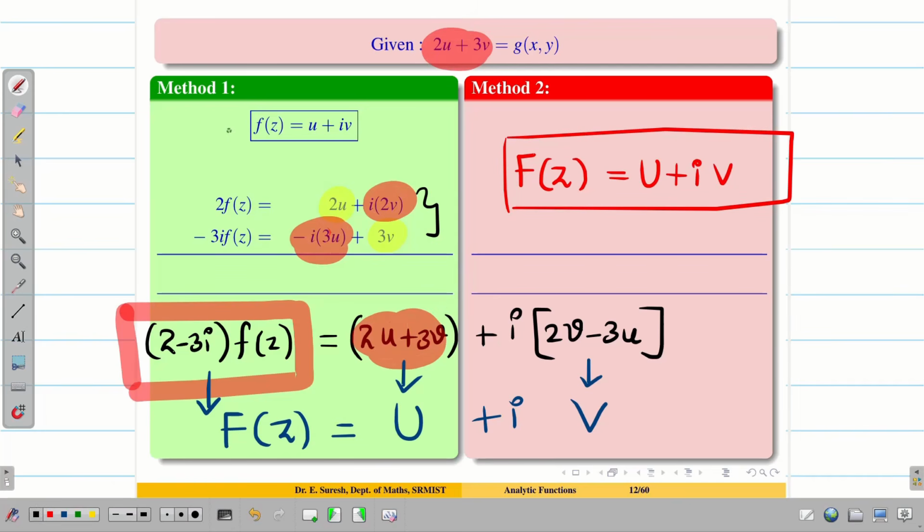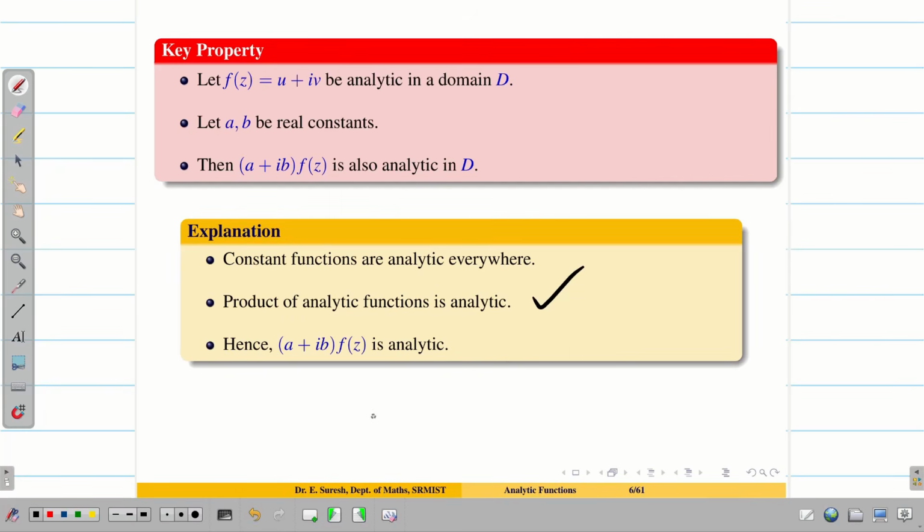Why do I say capital F of z is analytic? Because according to the question, small f of z is analytic. Constant functions are analytic everywhere. So multiplication of two analytic functions is always analytic. Therefore, 2 minus 3i into f of z is analytic. I am taking this as capital F of z.